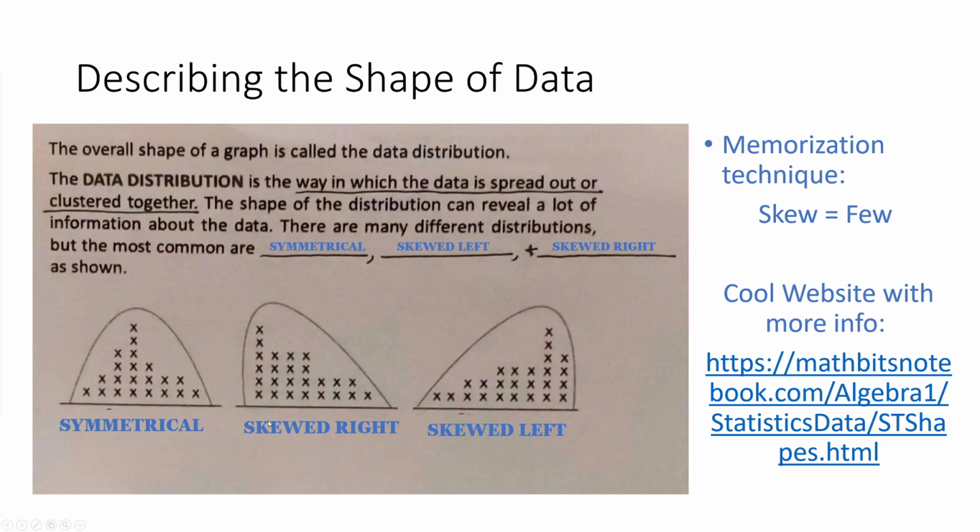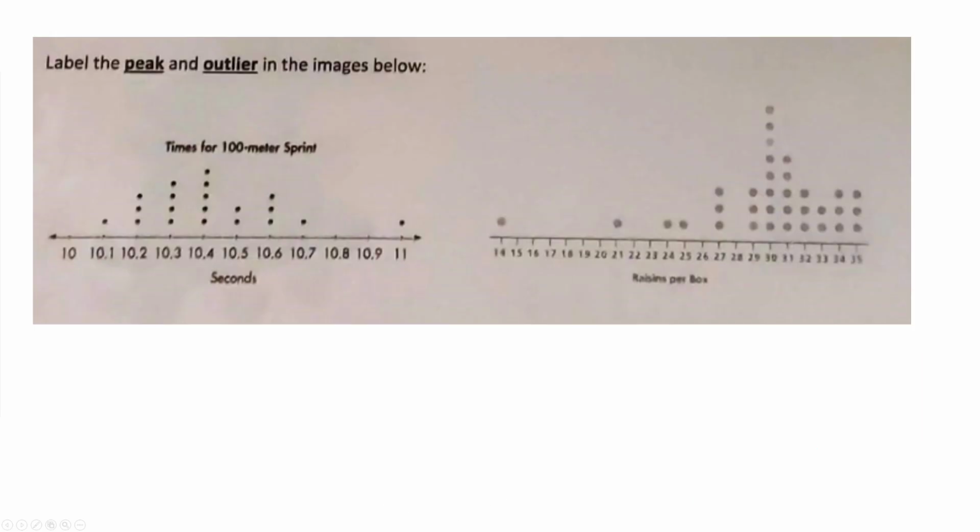There's a website over here that's really helpful if you want to see what it would look like on other charts, not just line plots. We are also going to learn 2 new vocabulary words today. Well, we're going to learn a lot more, but the next 2 we're going to learn are peak and outlier.